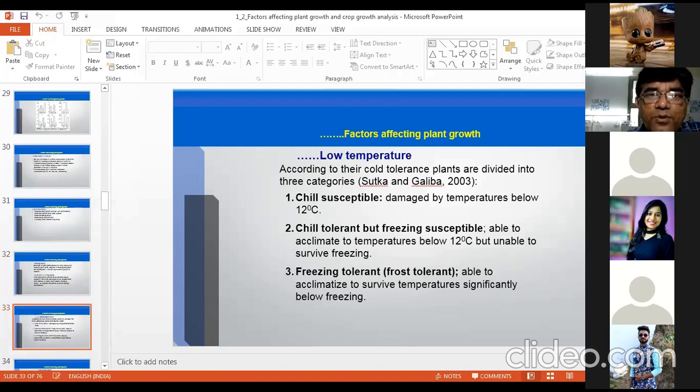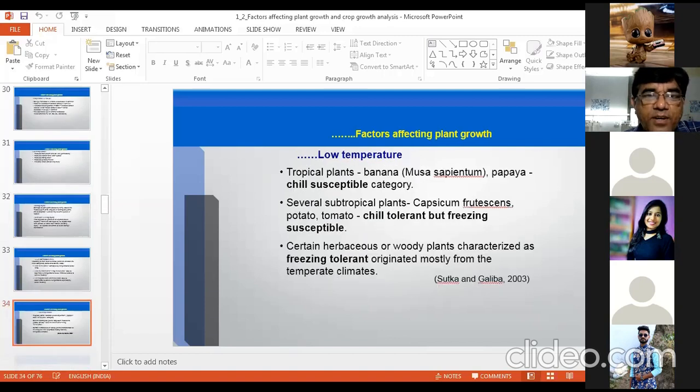So according to the cold tolerance, plants are divided into three categories by Sutka and Galiba. Chill susceptible plants are damaged by temperature below 12 degrees centigrade. Chill tolerant but freezing susceptible, able to acclimate to temperature below 20 degrees centigrade but unable to survive freezing. Freezing tolerant or frost tolerant, able to acclimatize to survive temperature significantly below freezing point. So therefore, plants have been classified into three different groups.